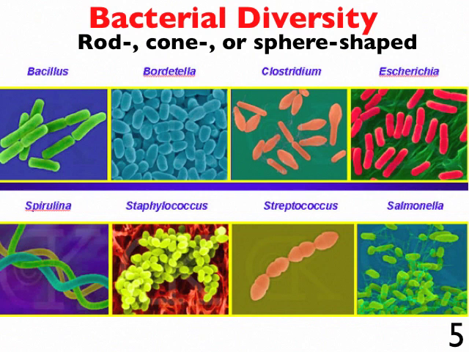Okay, a brief note on bacterial diversity. Basically, bacteria can be categorized into 3 different kinds of shapes. They can either be rod-shaped, like the green bacillus bacteria on the top left. They can be cone-shaped, or they can be sphere-shaped.